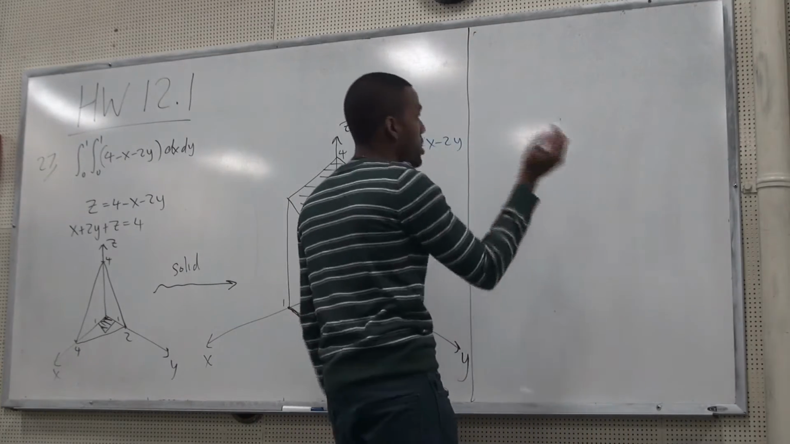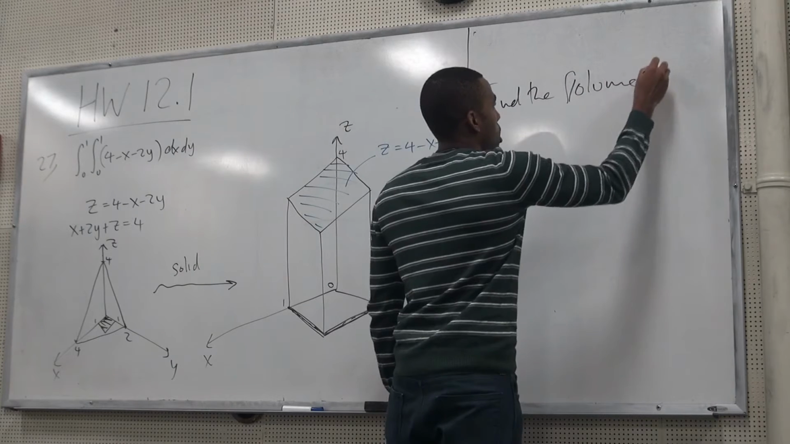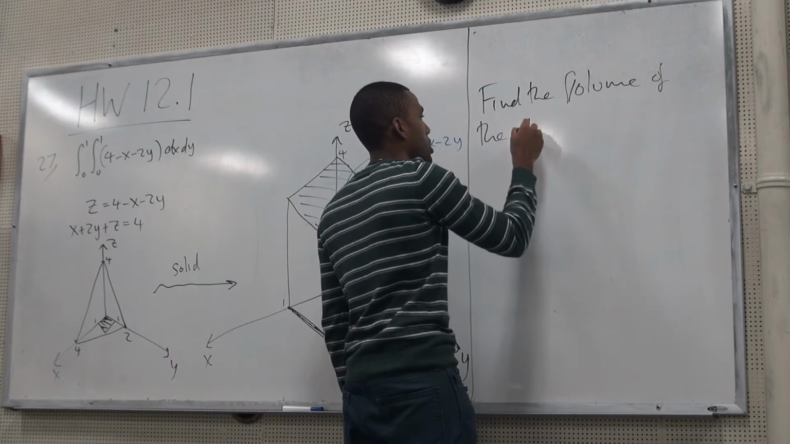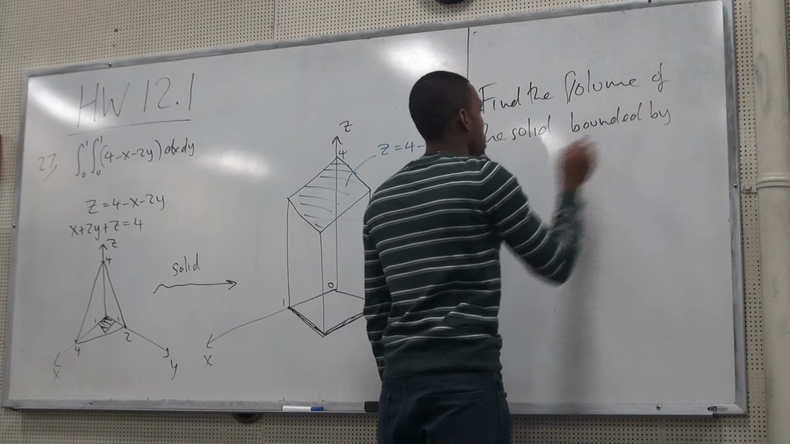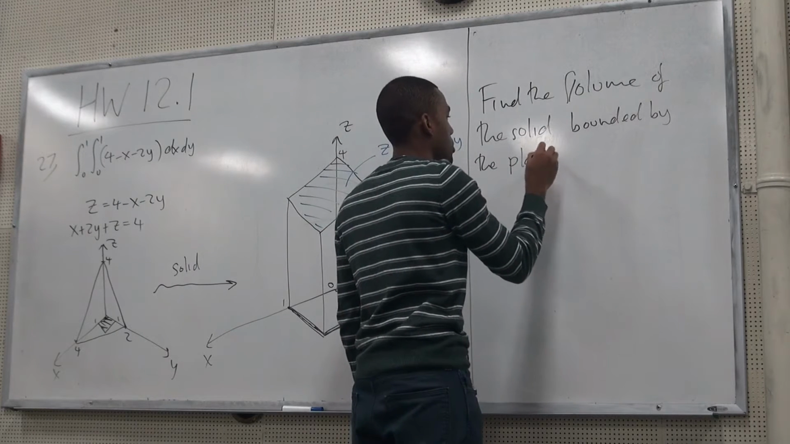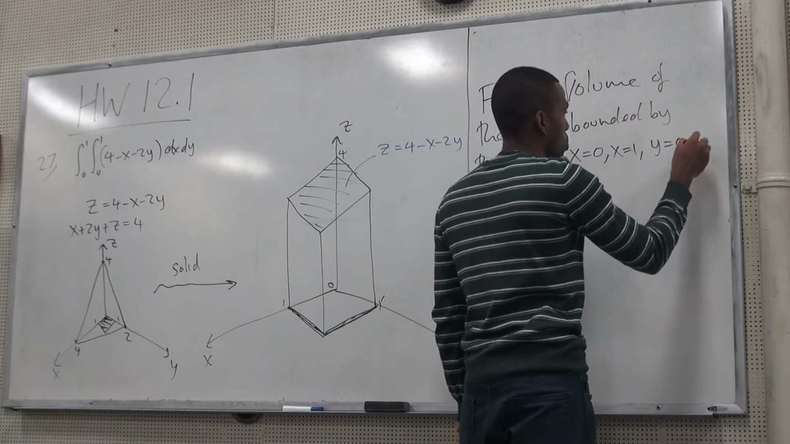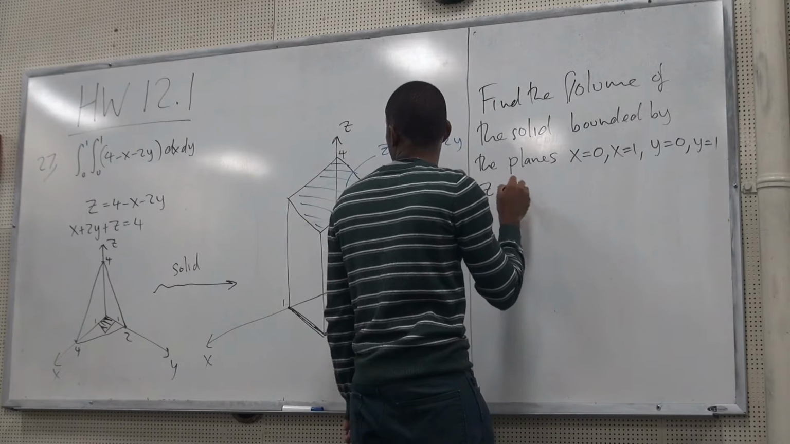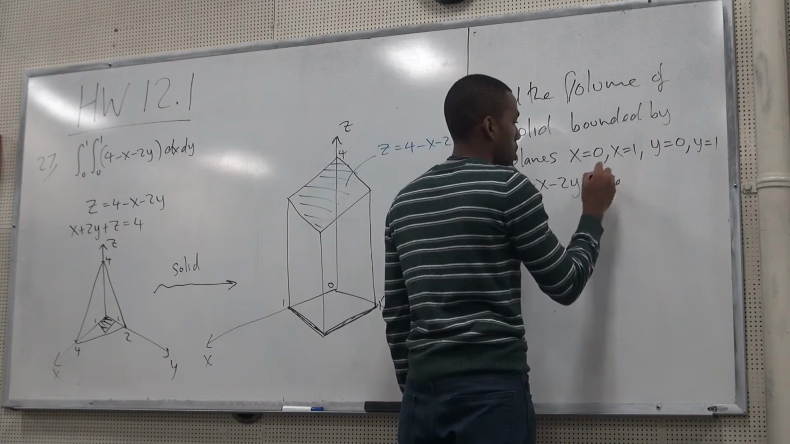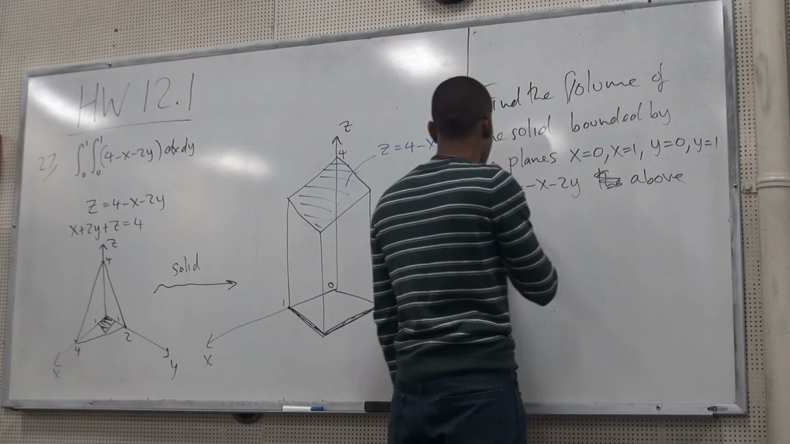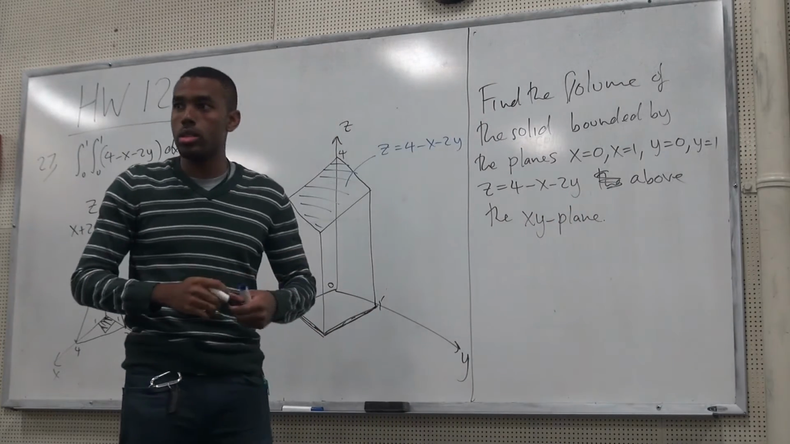I could say a question could be something like: find the volume of the solid bounded by the planes x equals 0, x equals 1, y equals 0, y equals 1, z equals 4 minus x minus 2y, above the xy plane. Right? Like that could be a question.